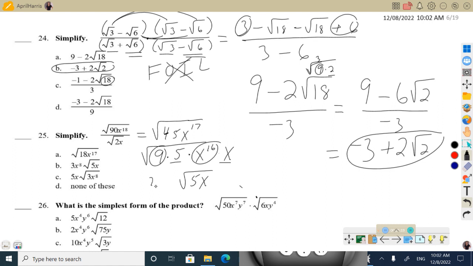Square root of 9 is 3. Square root of x to the 16th is x to the 8th. And that answer is up there.